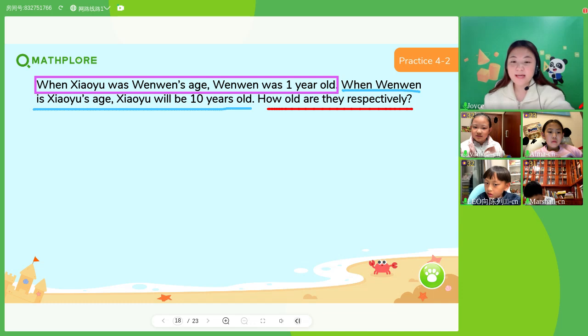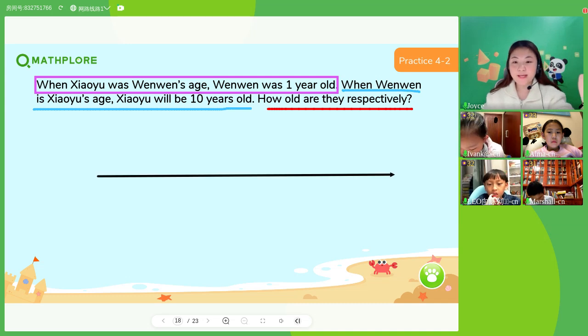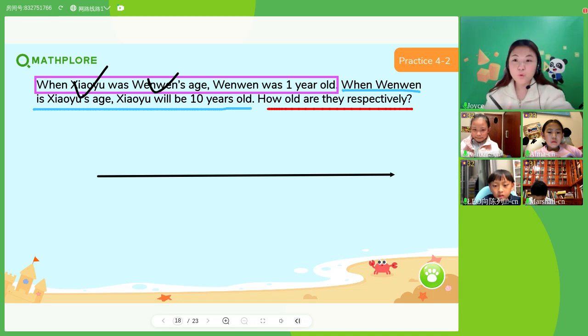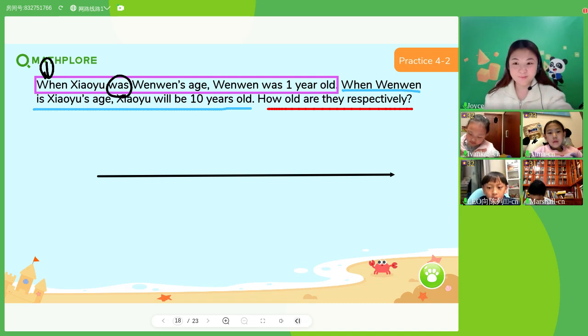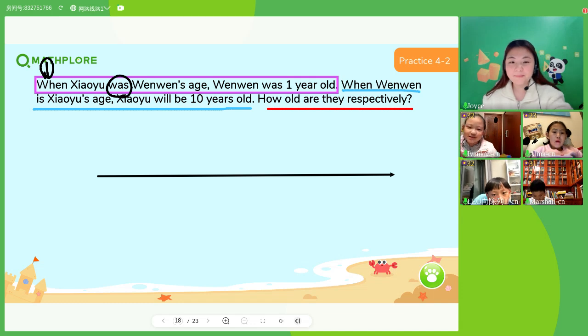Wow, perfect. Thank you for a good reading, Ivanka. Okay, so this time, look, we have some changes, right? So we can use the age line to analyze, right? So firstly, remember that, guys, we draw the axis out, and then you have to make sure for Xiaoyu and Wenwen, who is older? Can you see any keyword here? Look at the first sentence. When Xiaoyu was Wenwen's age, who is older? Can you get it? Xiaoyu.